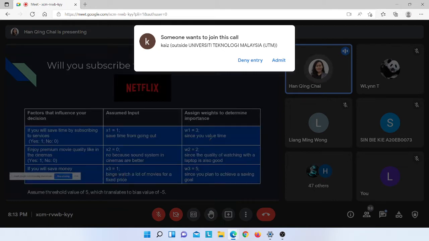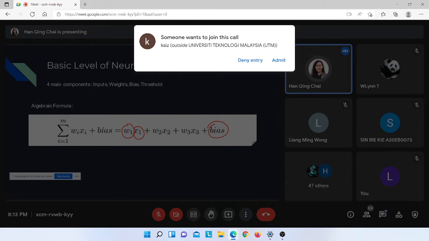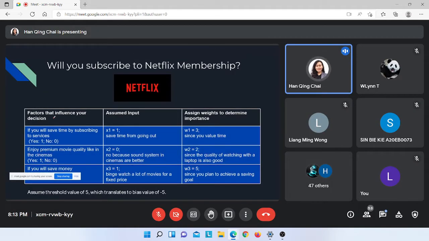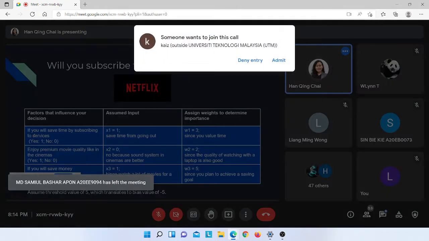Now, I want you to use a more tangible example to represent all of the terms we learned earlier in this algebraic formula of a neural network. The bias, some people also call it the threshold. So imagine you are a person with a brain, deciding whether to subscribe to a Netflix membership. Use this to understand the neural network formula. First of all, these are the factors that influence your decision. The first factor is: if you subscribe to a Netflix membership, will you save time by subscribing to the service, yes or no?